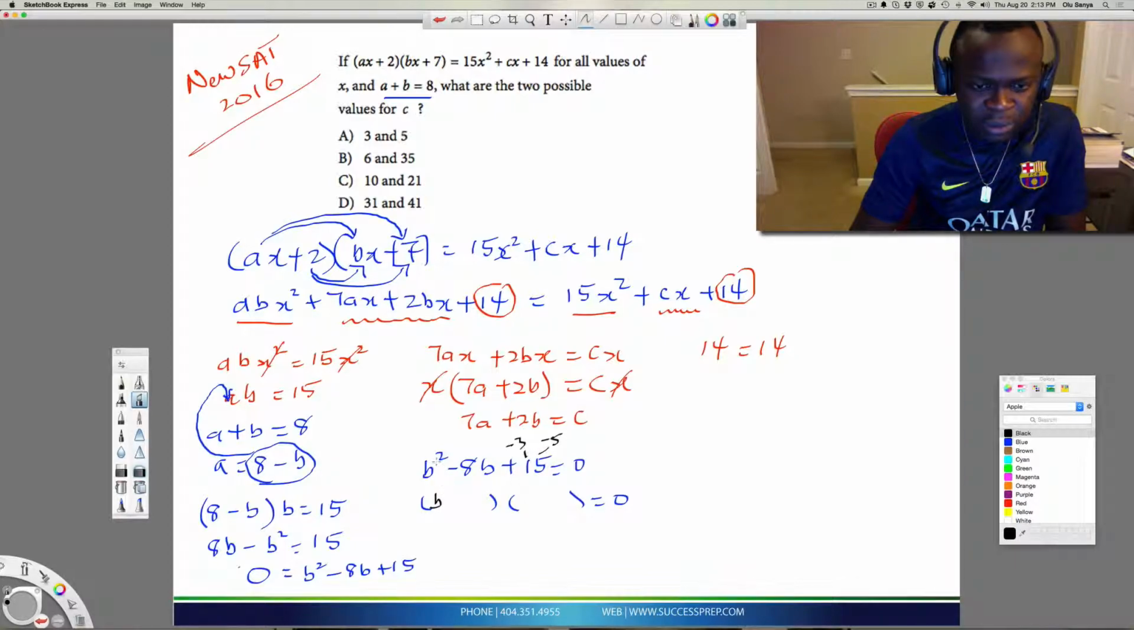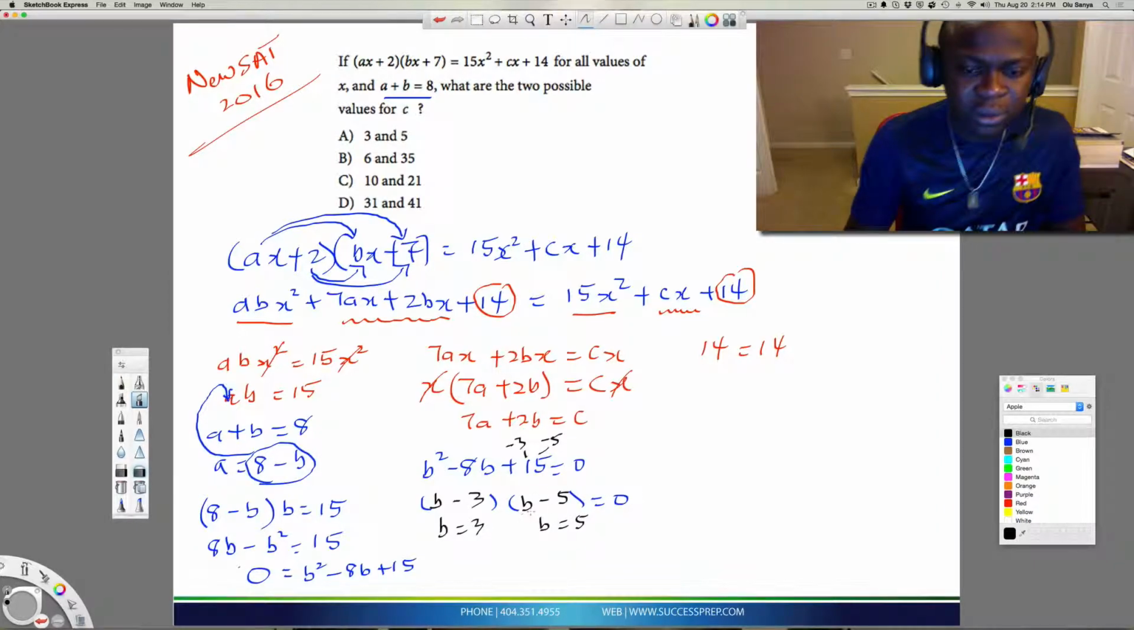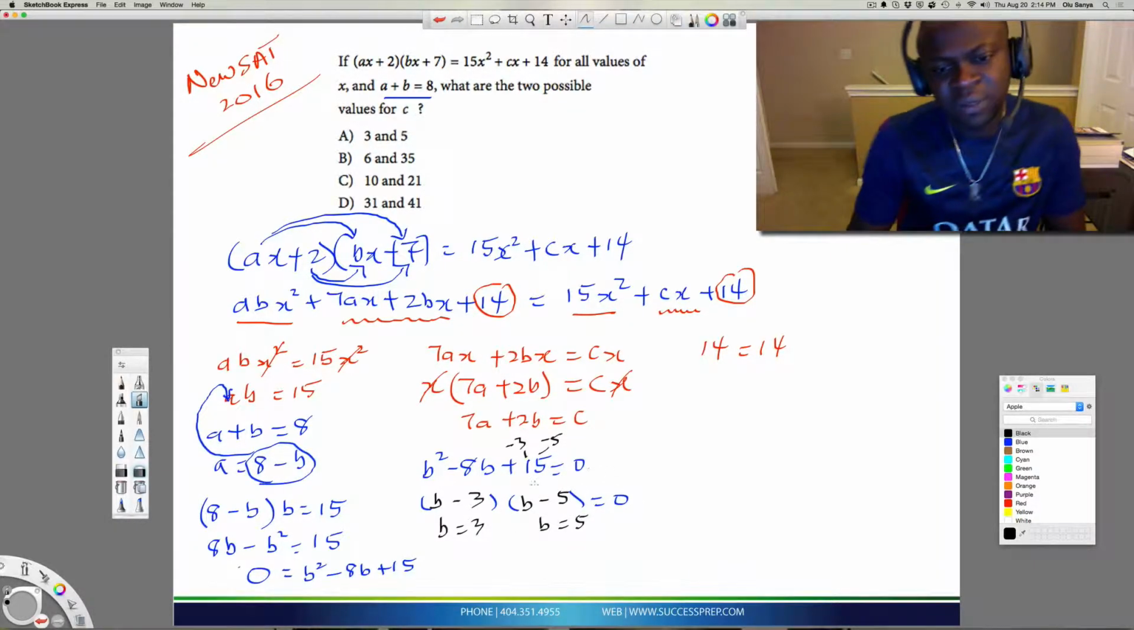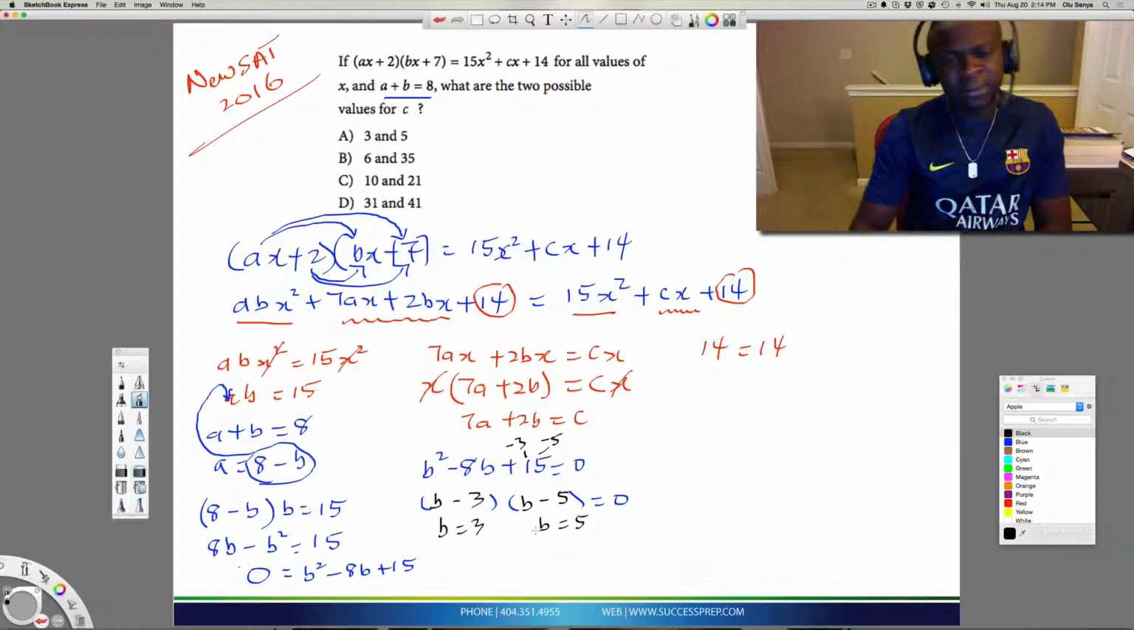Because it's b squared, this is going to be b and b. I'm going to bring the minus 3 there. I'm going to bring the minus 5 there. And obviously, based on what we have here, both of these are equal to 0. So I would have to say b is 3 and b is equal to 5. So you can move the minus 5 and the minus 3 up to the other side.